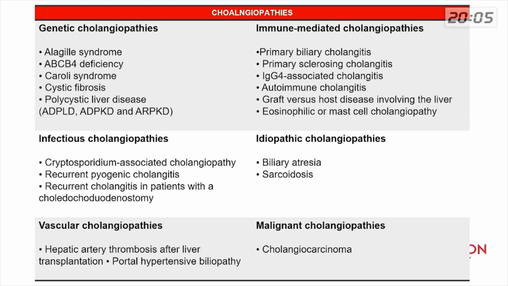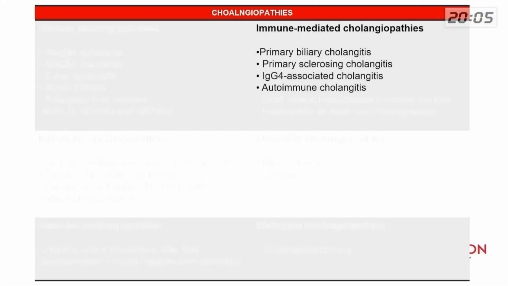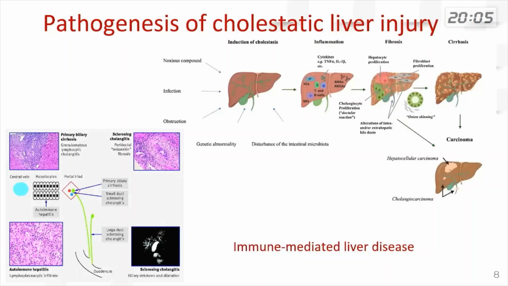As briefly mentioned, there are a number of cholestatic syndromes: immune-mediated, non-immune-mediated, genetic, idiopathic, infectious, vascular, and malignant cholangiopathies causing cholestasis. But in the interest of time, we will focus our attention mainly on the four common causes of cholestasis.